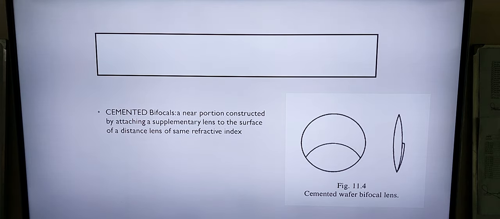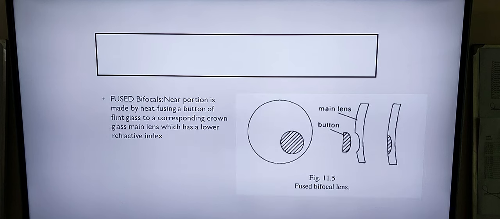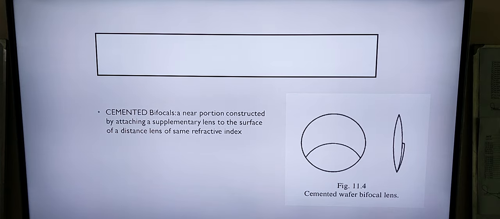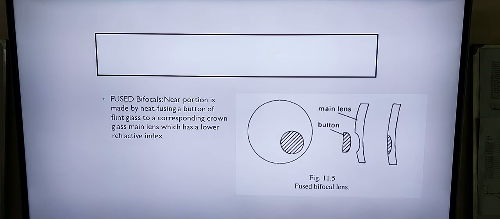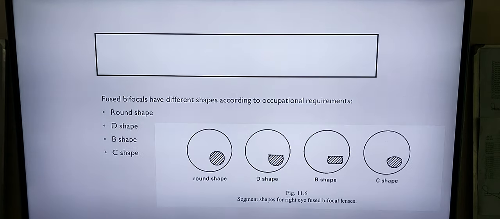In cemented bifocals, a near portion is constructed by attaching a supplementary lens to the surface of a distance lens of the same refractive index. In fused bifocals, the near portion is made by heat fusing a button of flint glass to a corresponding crown glass main lens, which has a lower refractive index. So in cemented bifocals, the refractive index of the distance and the near segment is the same, and in fused bifocals, the distance segment has a lower refractive index. Fused bifocals are of different shapes according to occupational requirements. They can be of round shape, D shape, or C shape.